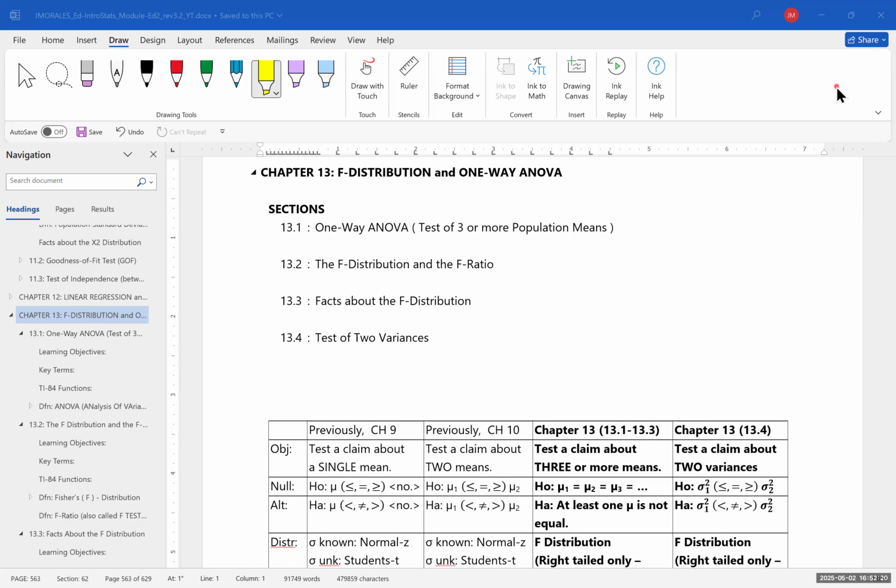All right, so here we are in chapter 13. And in chapter 13, we've got the last distribution that we're going to cover. That's the F distribution and one-way ANOVA.